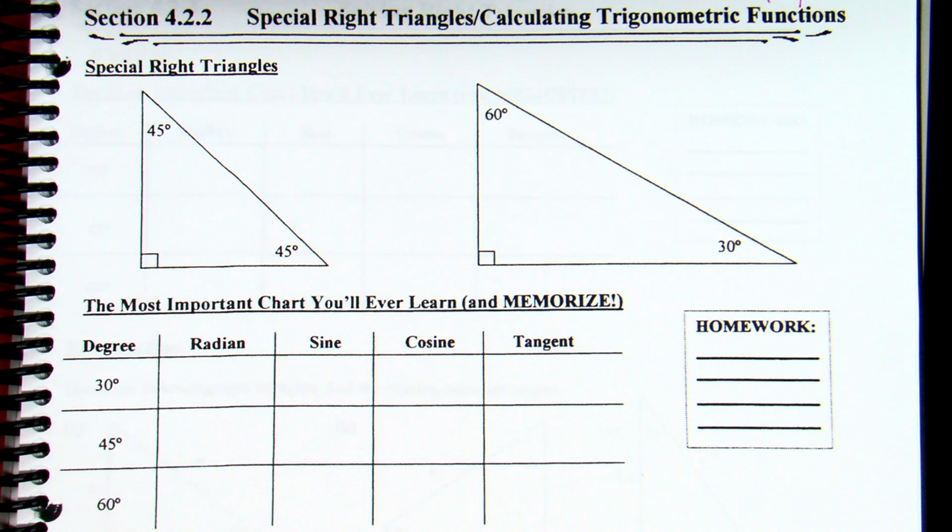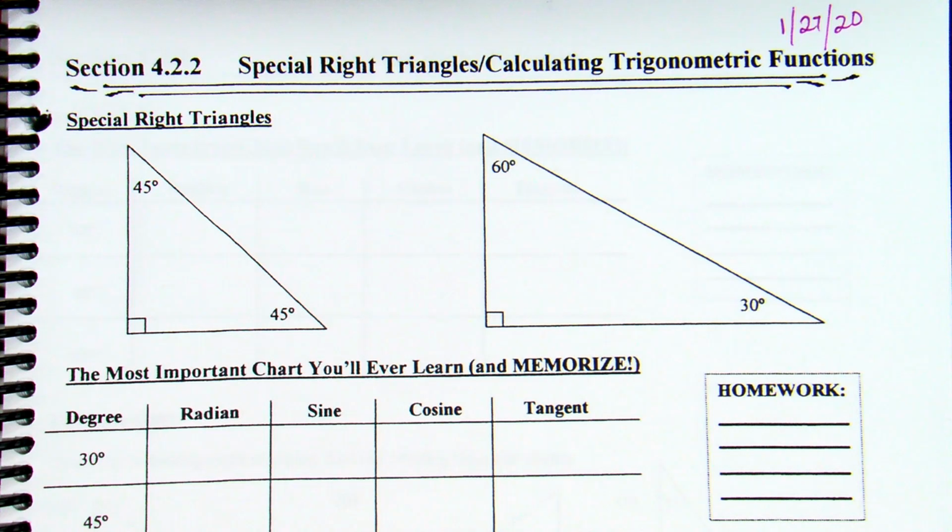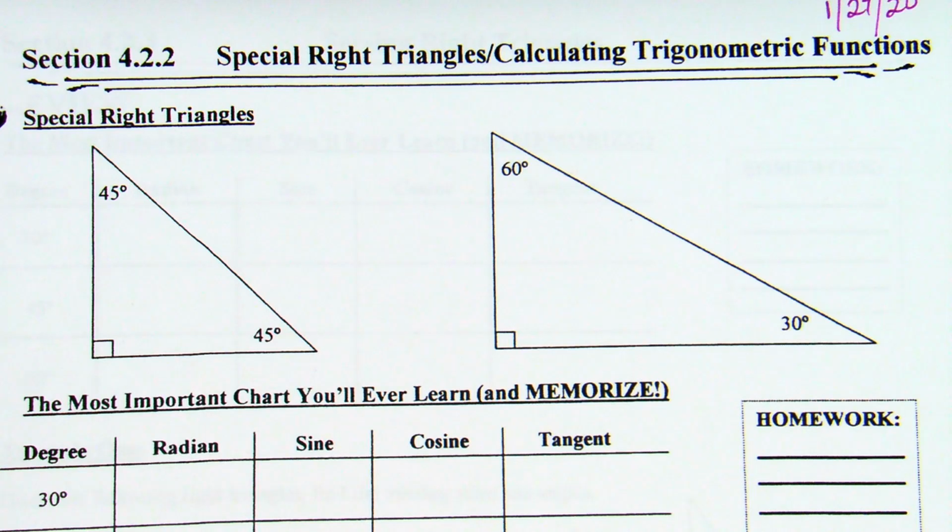Back in geometry, you learned two special right triangles: the 45, 45, 90 and the 30, 60, 90. Ring a bell? I'm not saying you remember anything about them, but you learned about them. These two triangles help us with creating our trig chart here. So do we remember anything about a 45, 45, 90?